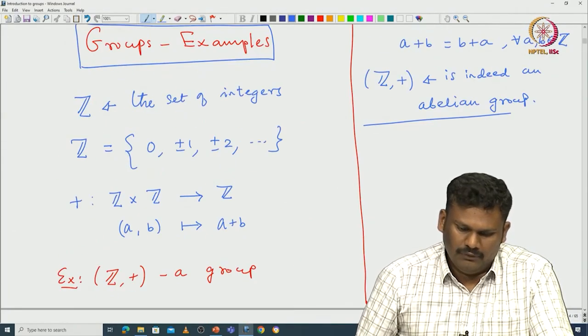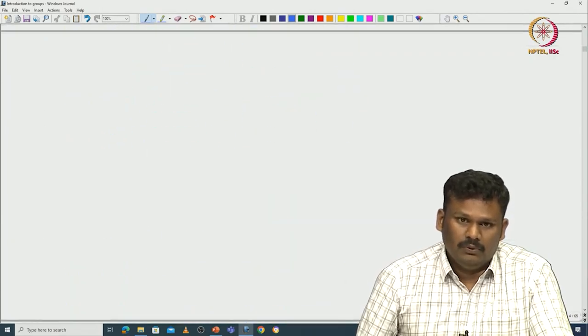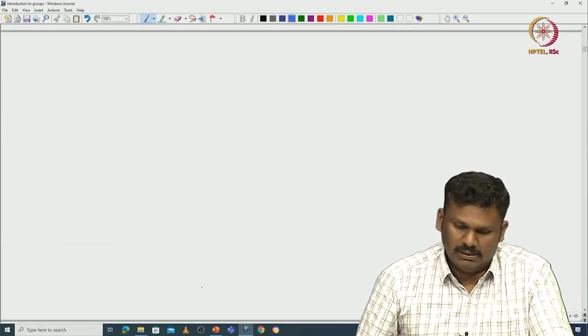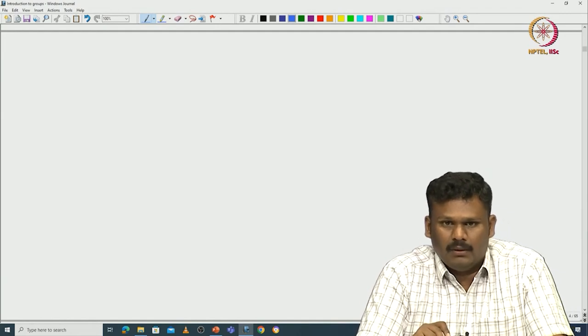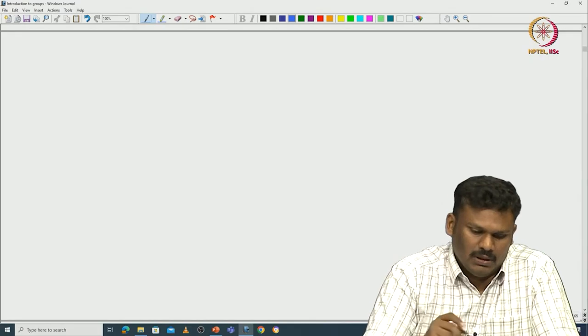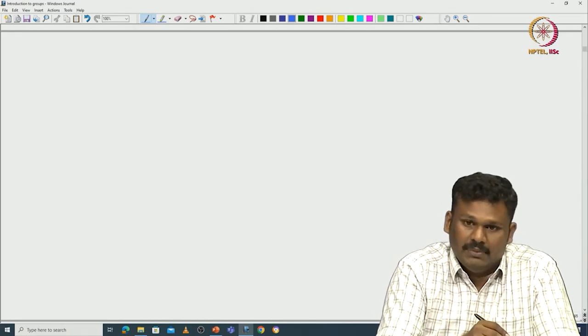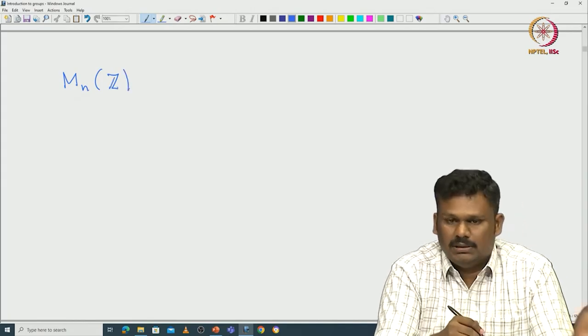Before actually moving forward, I want to give you some more examples, coming from objects that you know already. For example, we can take the set of all matrices, which is again a group with respect to addition. You can take any n by n matrices. For example, you can take the set of all n by n matrices even over integers.